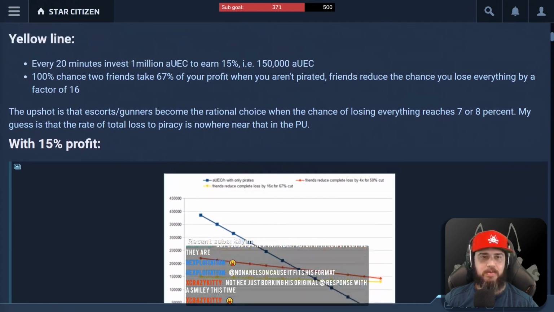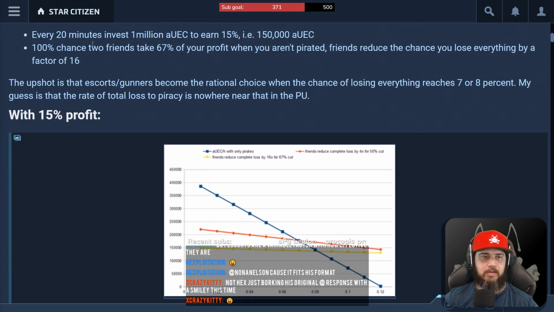Every 20 minutes, invest 1 million alpha UEC to earn 15%. 100% chance takes 2 friends. 100% chance 2 friends take 67% of your profit when you aren't pirated. Friends reduce the chance you lose everything by a factor of 16.